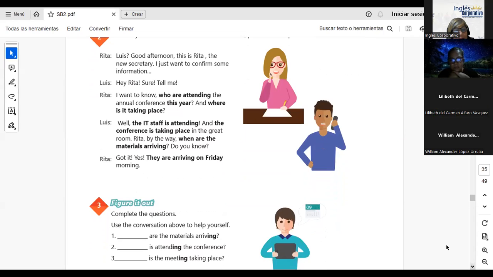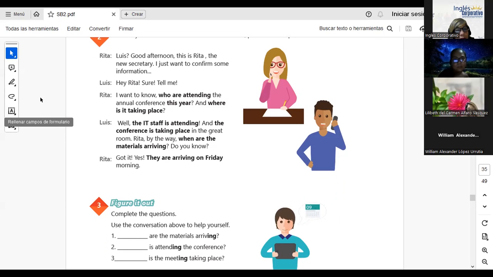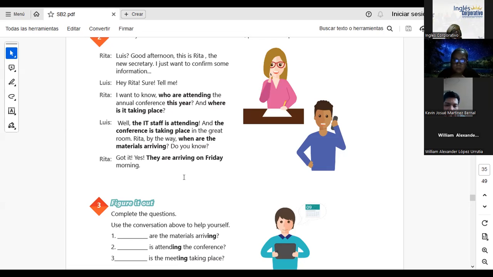Okay, according to the reading, tell me, which are the WH question words for number one? What? When? Okay, if you use what, are the materials arriving? If you use when, are the materials arriving? What is more likely to be according to the conversation? Is when, right? When?